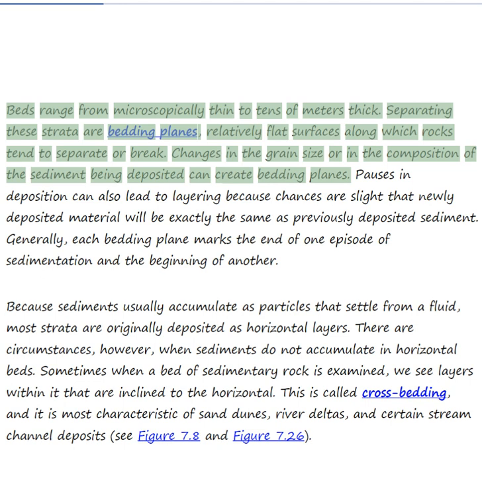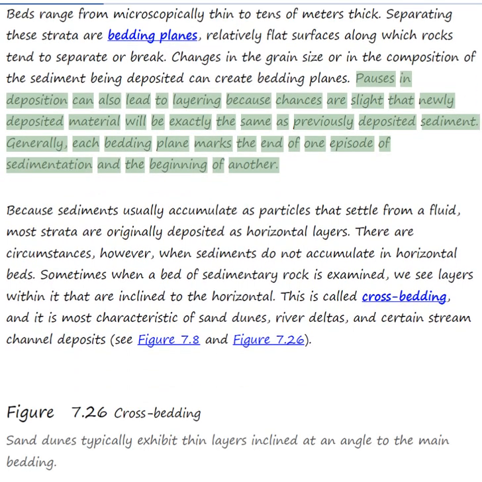Beds range from microscopically thin to tens of meters thick. Separating these strata are bedding planes, relatively flat surfaces along which rocks tend to separate or break. Changes in the grain size or in the composition of the sediment being deposited can create bedding planes. Pauses in deposition can also lead to layering because chances are slight that newly deposited material will be exactly the same as previously deposited sediment. Generally, each bedding plane marks the end of one episode of sedimentation and the beginning of another.